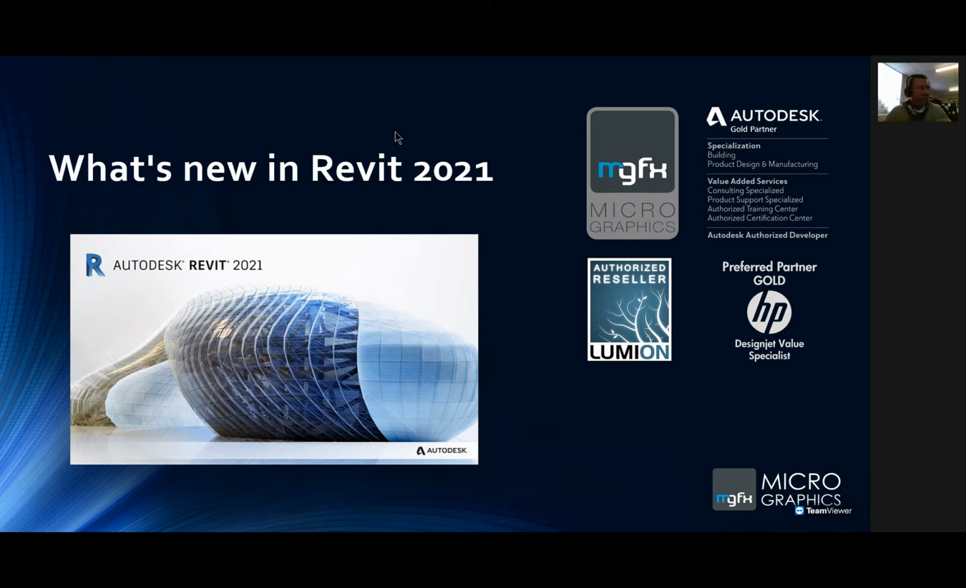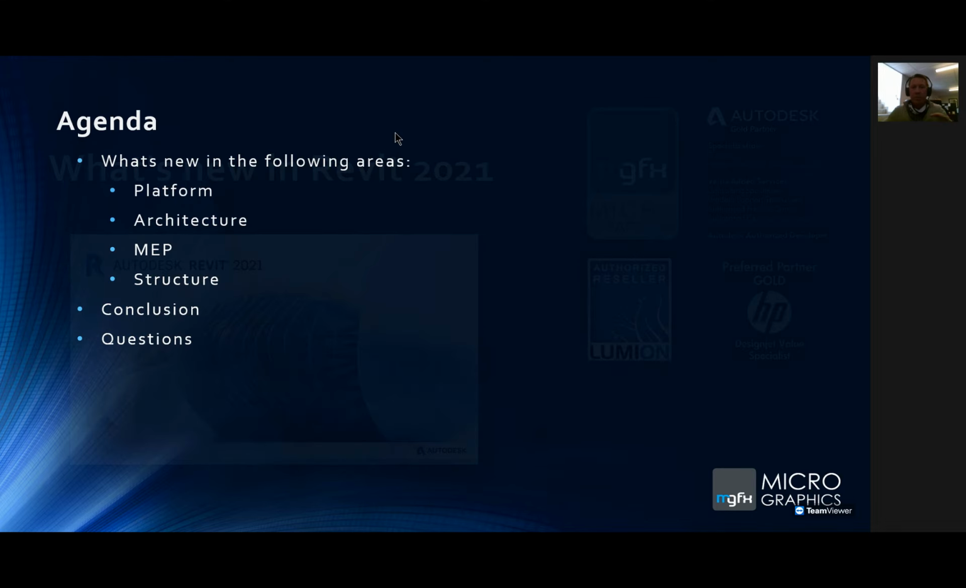So what I'm planning to do is divide the session into four main parts. There are new features within the platform, architecture, MEP, and then structure. I'm going to just highlight a couple of these new features. There are many more. And then we'll open for some of the questions if needed.